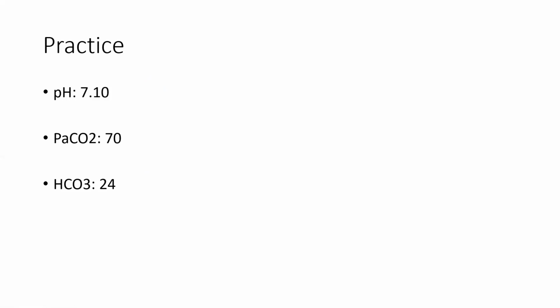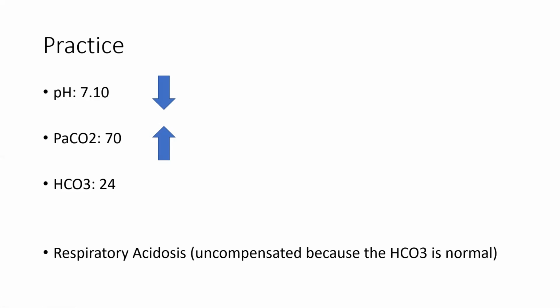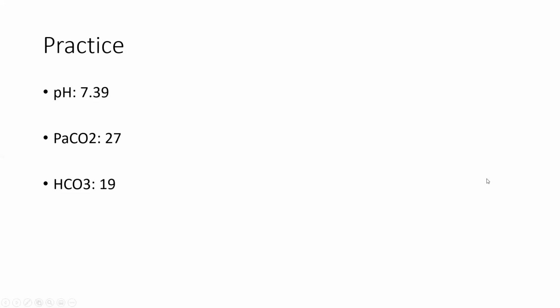Practice. pH is 7.10, so that is low. Our PaCO2 is 70. That is high, guys. 35 to 45 is our normal, so it's almost double the normal value. And then our bicarb is 24, which falls into a normal range, which puts this at respiratory acidosis, and it's uncompensated because the bicarb is normal. Well, just kidding. We do have another one.